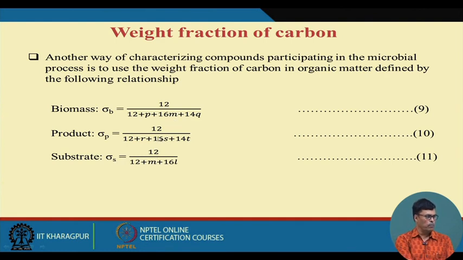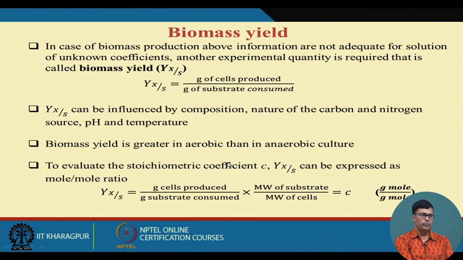So this fraction basically deals with how much carbon there is per gram of biomass, with respect to carbon. This information we can get from this. Then in the case of biomass production, the above formulas are not adequate for solving the unknown coefficients, so another experimental quantity is required, that is the biomass yield.